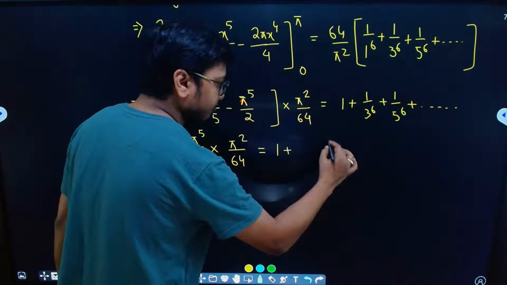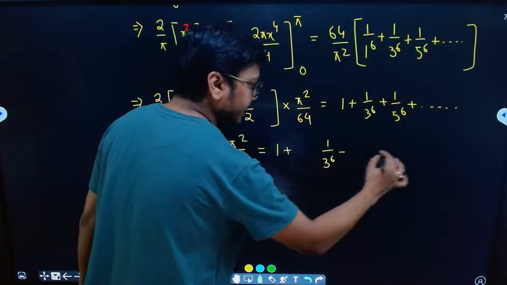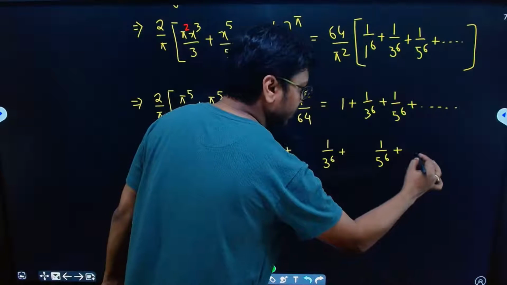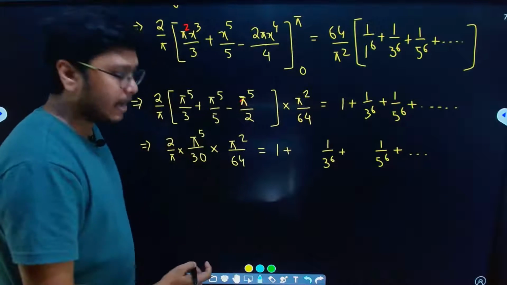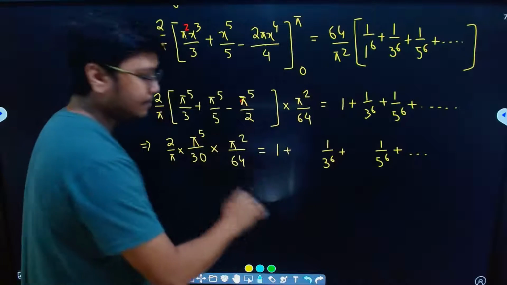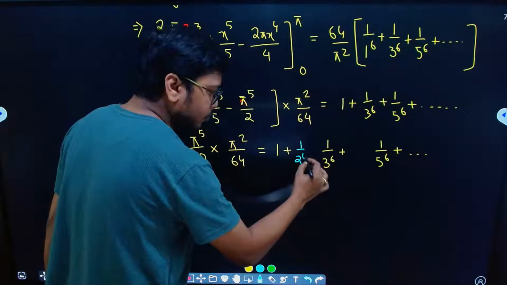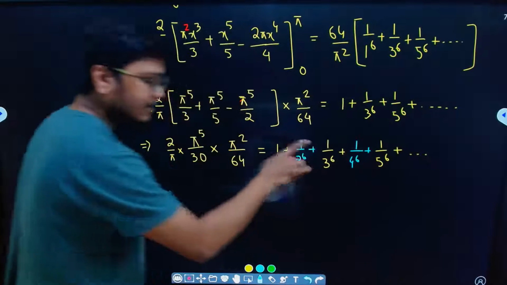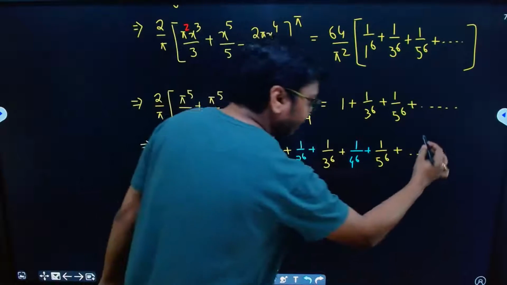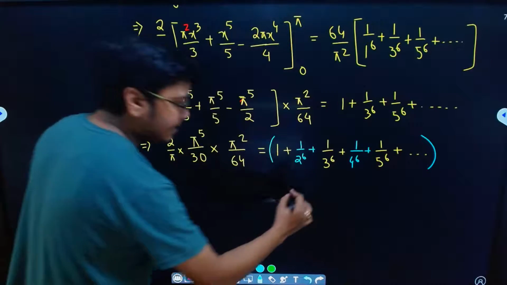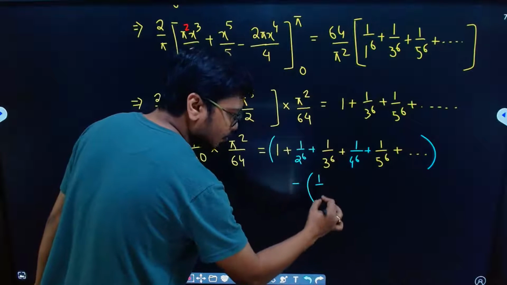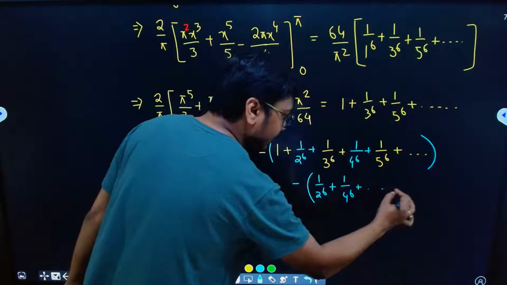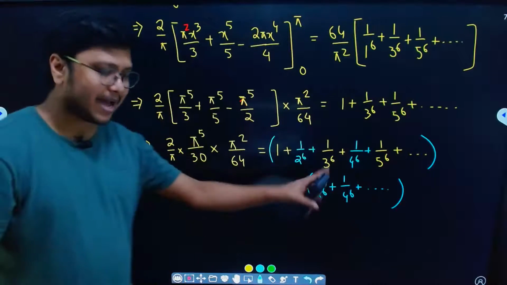1 plus I have a 1 by 3 to the power 6, then I have a 1 by 5 to the power 6, and so on. Okay, so what I'm doing, I'm adding some dummy terms over here, the terms which are specifically missing. I'm adding the 1 by 2 to the power 6, I'm adding the 1 by 4 to the power 6, I'm adding the missing terms. So whatever missing terms I have added, I am subtracting that to balance everything. Okay, so whatever extra terms I have added, I have subtracted it to balance it out.